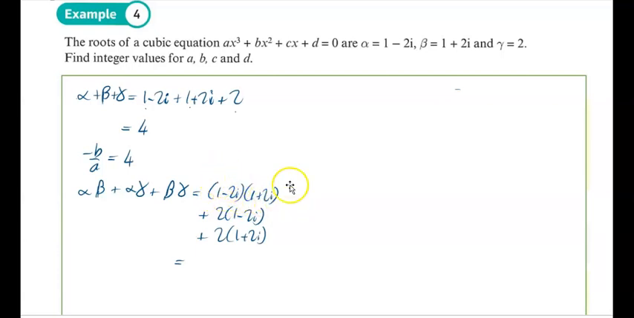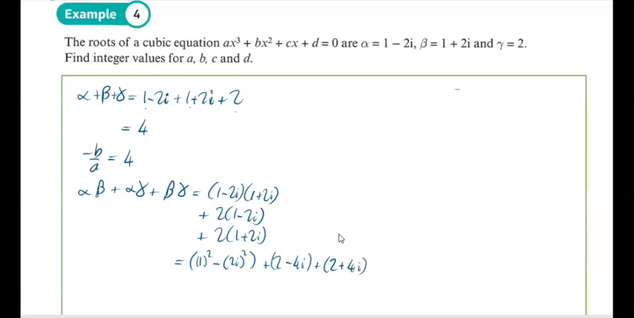Now what you should notice, this is a difference of 2 squares. I'm going to show all my steps for this. 1 minus 2i upon 1 plus 2i. I'll put this in a bracket, that's going to become 1 squared minus 2i squared. My next thing is a lot easier, so I'm looking at this bit. This is 2 upon this thing, which I'll just multiply out. That's going to be 2 minus 4i. I'll leave that in a bracket. And then the last one is going to be plus 2 plus 4i.